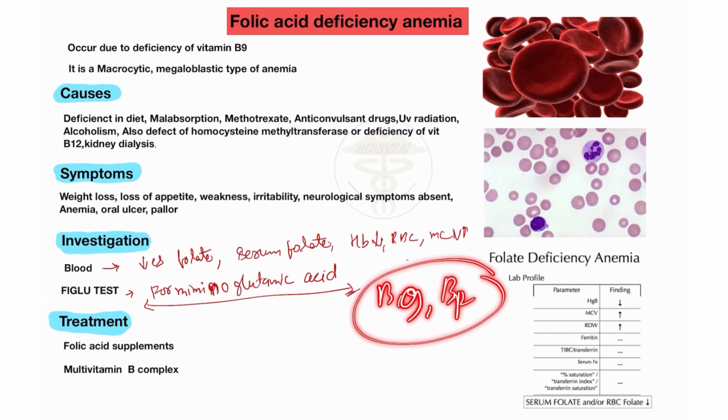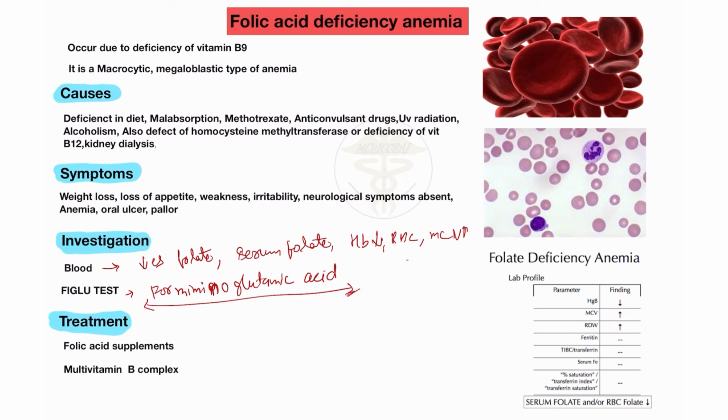So when in the examination they ask which test is used for investigation, you will always choose the Figlu test for folic acid deficiency anemia. This is formiminoglutamic acid, the intermediate product of L-histidine metabolism, a marker of intracellular folate level. So the Figlu test is used for folic acid deficiency anemia.